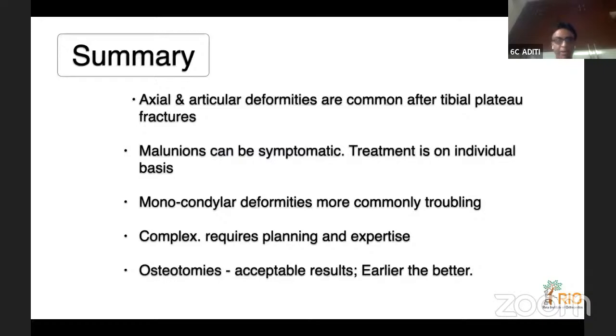So in summary, axial and articular deformities are quite common after tibial plateau fractures, and some of them can proceed on to symptomatic malunions. And when you are dealing with symptomatic malunions, treatment has to be undertaken on an individual basis. Monocondylar deformities are actually more troubling because they lead to more axial deformity than bicondylar ones. And some of these malunions may be complex, which requires excessive planning and expertise. These osteotomies definitely give you pretty good results if you can do it earlier and well. Thank you.